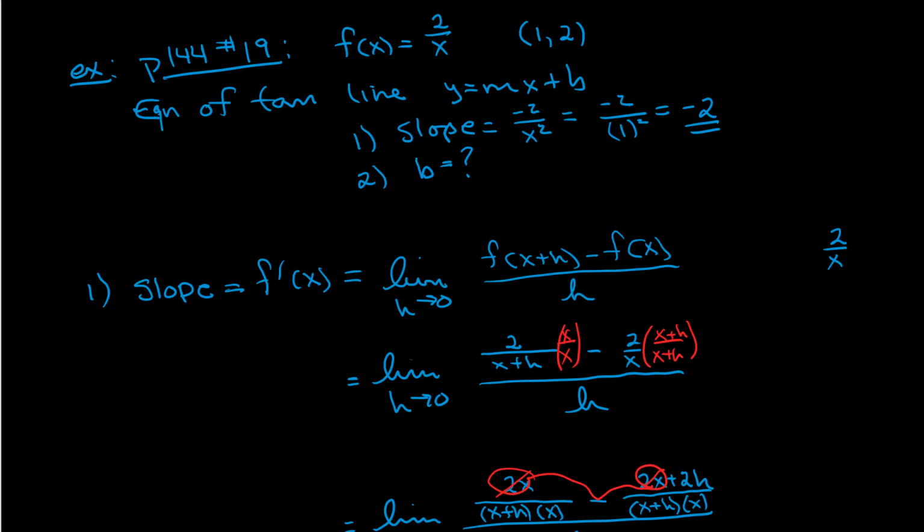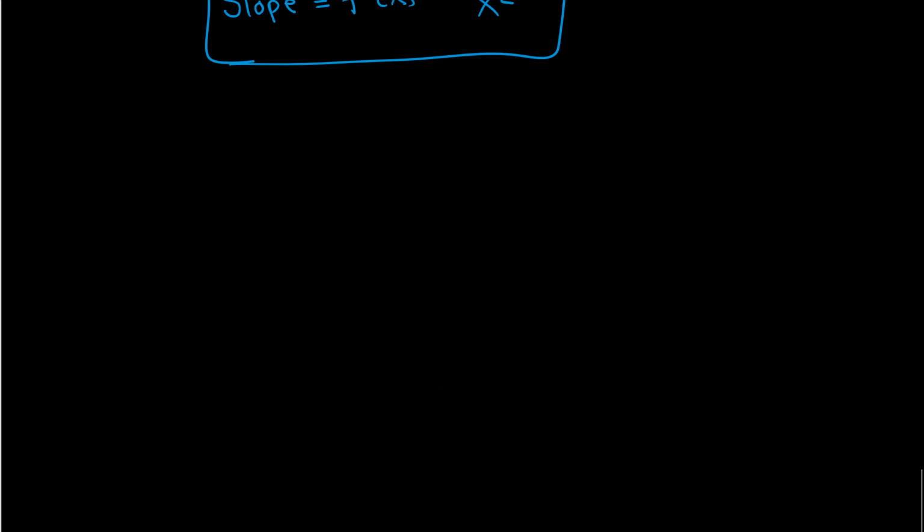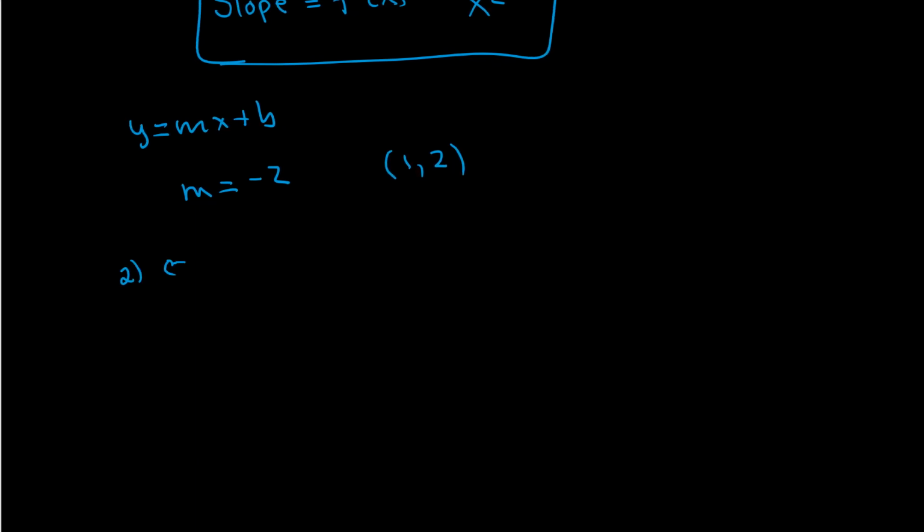Well, that was a lot of work. It is a lot of work to compute these derivatives using this definition of a derivative. We're not done with this problem yet. Remember, we need the equation of the tangent line, y equals mx plus b. Okay, so let's move on down here a little bit. We're still working with y equals mx plus b, the equation of the tangent line. We've computed our slope. Our slope is a negative 2. We're working with the point 1, 2. Now what we need to do is the second part, which is compute b.